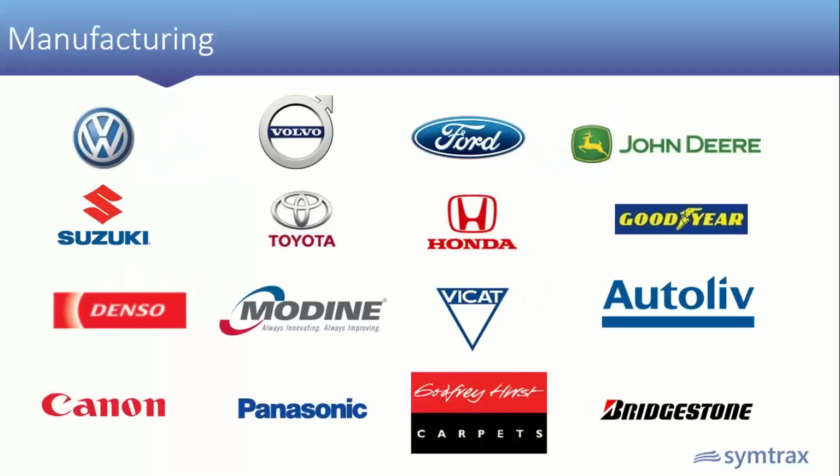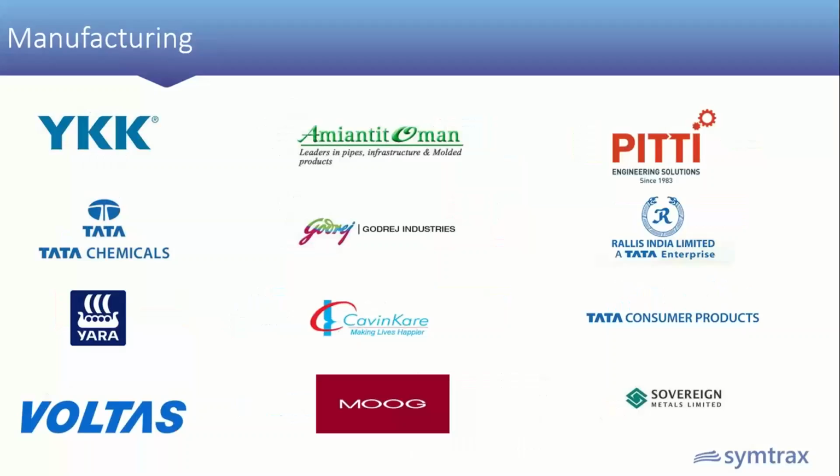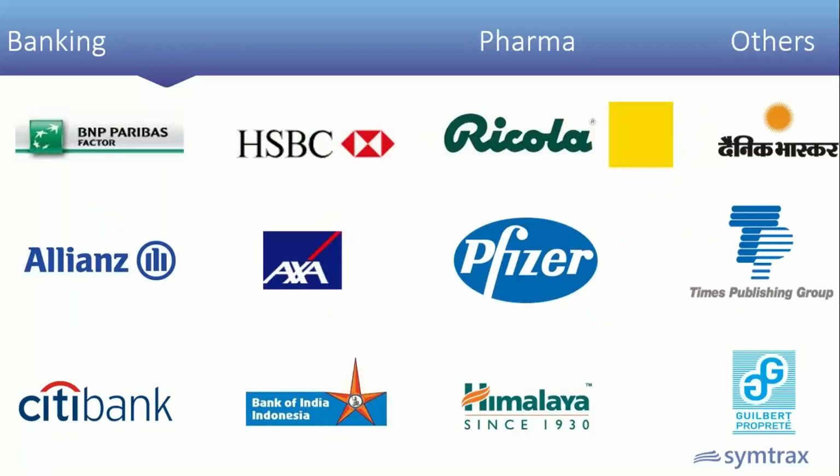There are some other customers across the globe that work with us for different projects. So we have customers across industries. From the auto side, we work with companies like Volkswagen, Volvo, John Deere, etc. From the ancillary side, Denso, Modine, Bridgestone Tires, etc. From the chemical side, Tata Chemicals, Yara Fertilizers, etc. Then we have FMCG companies, durables companies, etc. that work with us. From other segments, we have customers like BNP Paribas, HSBC, Bank of India, Indonesia, etc. from the banking side. Ricola, Pfizer, Himalaya, etc. from the pharma side. Companies like Dainik Bhaskar, Times Publishing Group, etc. from the other miscellaneous segments.